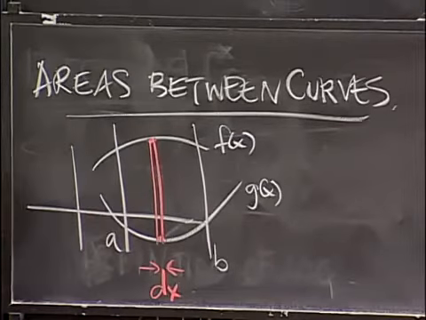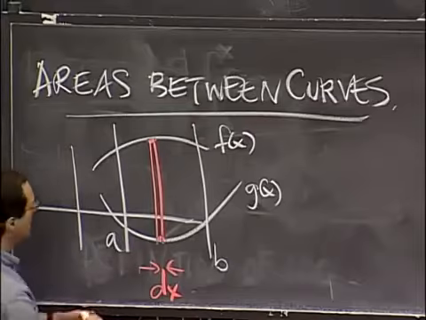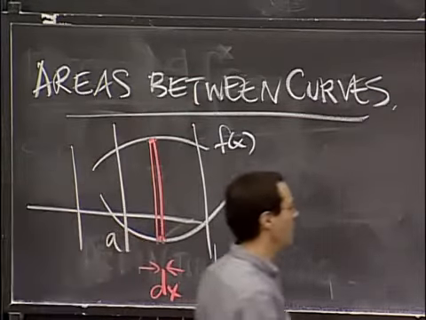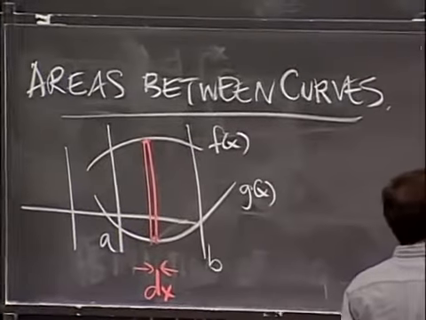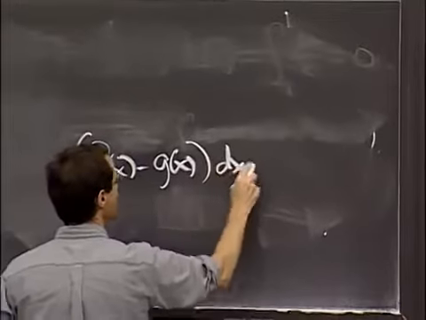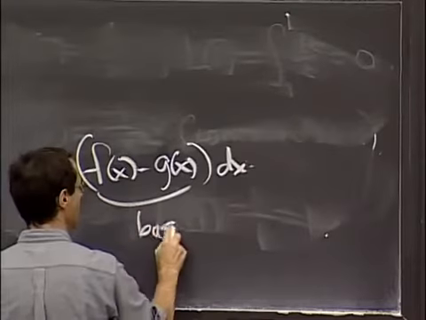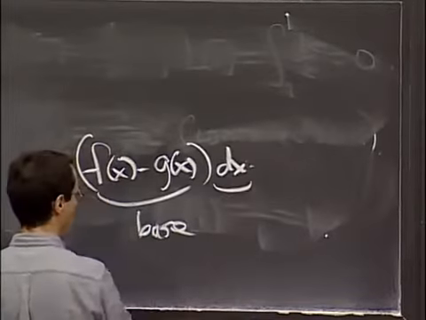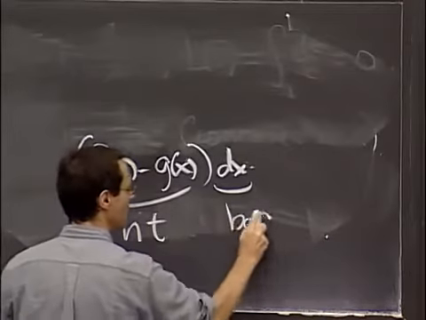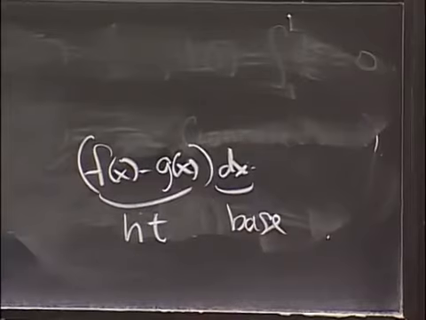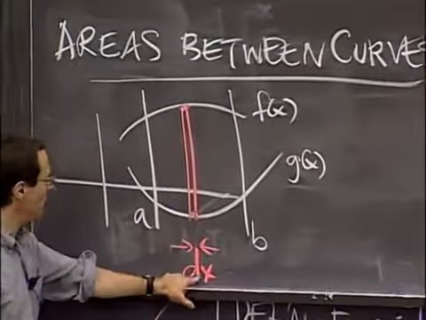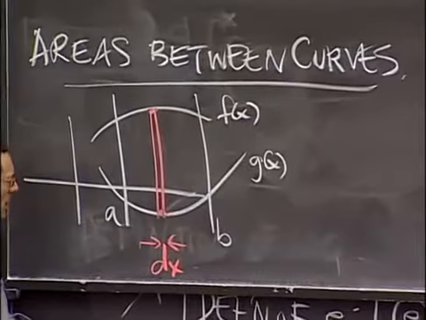And what is the height? Well, the height is the difference between the top value and the bottom value. So here we have f of x minus g of x times dx. This is, if you like, base times, whoops, backwards. This is height, and this is the base of the rectangle. And these are approximately correct, but of course only in the limit when this is an infinitesimal. Or is it exactly right?